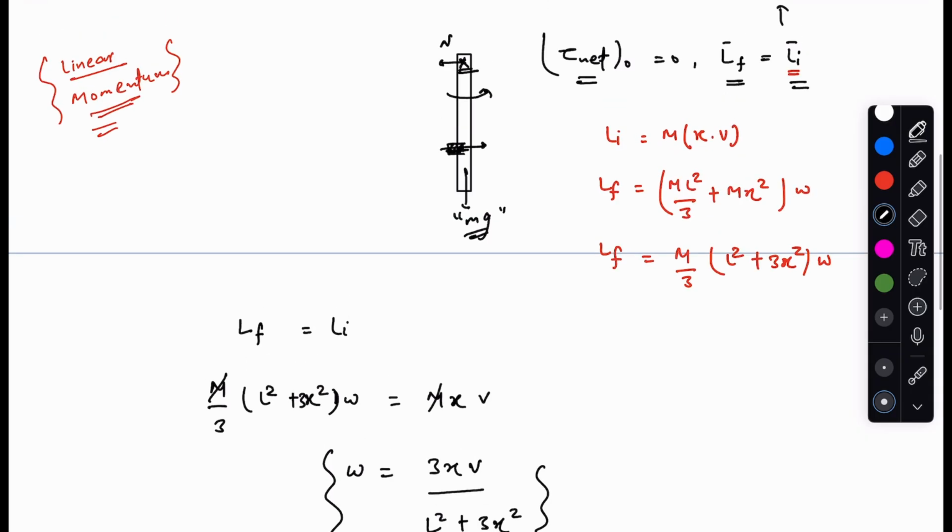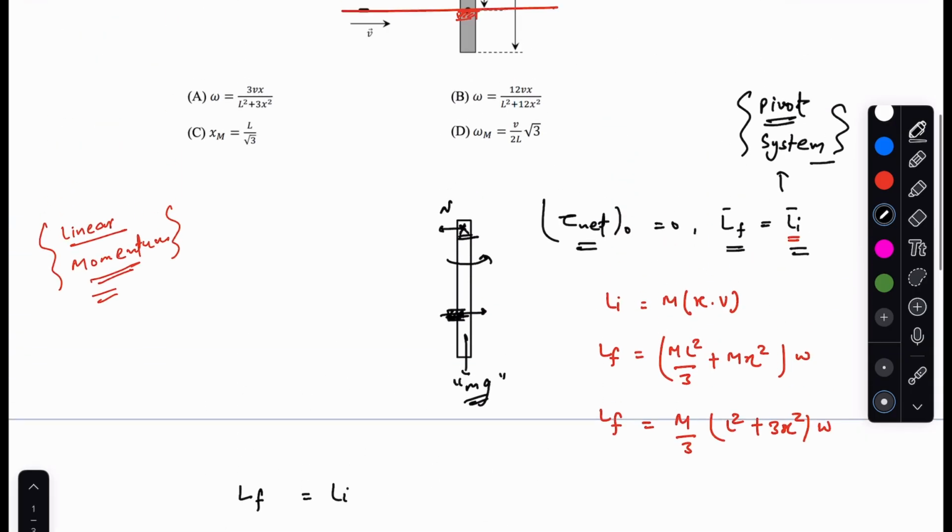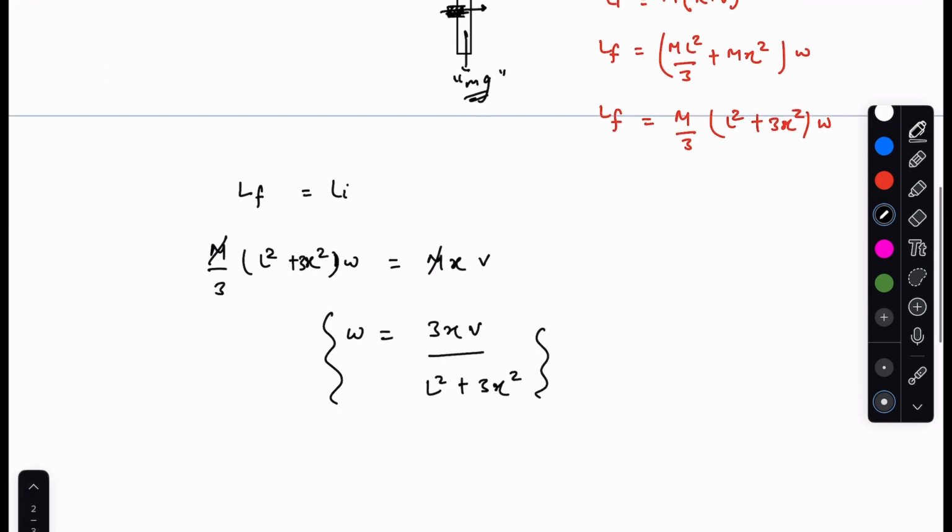Okay, so our first answer is correct. Now the problem is we need to calculate where the maximum angular momentum will be, where this bullet should collide or hit so that the angular velocity is maximum, and what the value of maximum angular velocity is. We need to verify these two options as well.